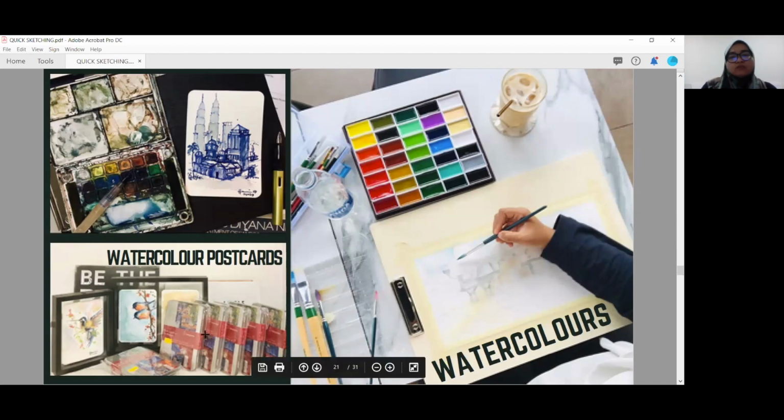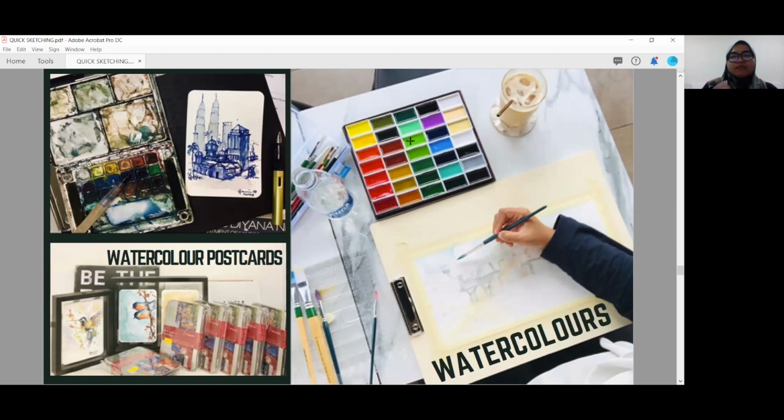It comes with the box. You can find it anywhere. I think even Daiso sells this postcards in loose sheets, so you can buy this one. But make sure if you want a better quality, then you go for a better quality watercolor paper or watercolor postcards. And this is also watercolor from Japan. It is called Gansai. So Gansai is watercolor in Japanese.